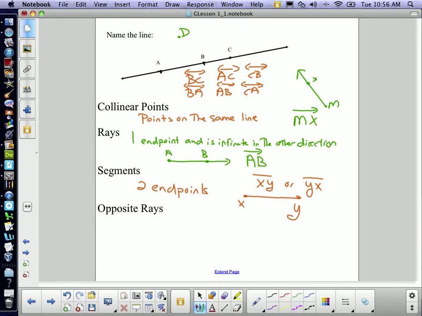Opposite rays form a line. Opposite rays are two rays with the same endpoint that together form a line.